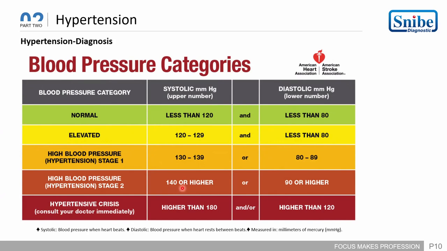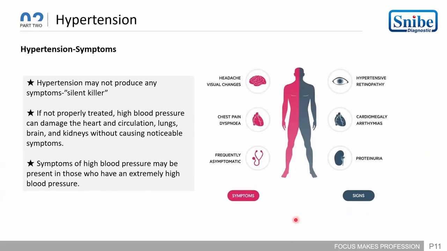Stage 2 is when systolic blood pressure is higher than or equal to 140 mmHg and diastolic is 90 or higher. After stage 2, there is hypertensive crisis, where you need to contact a doctor or physician immediately. Systolic higher than 180 mmHg and diastolic higher than 120 may lead to cardiac damage or stroke and needs immediate physician attention.